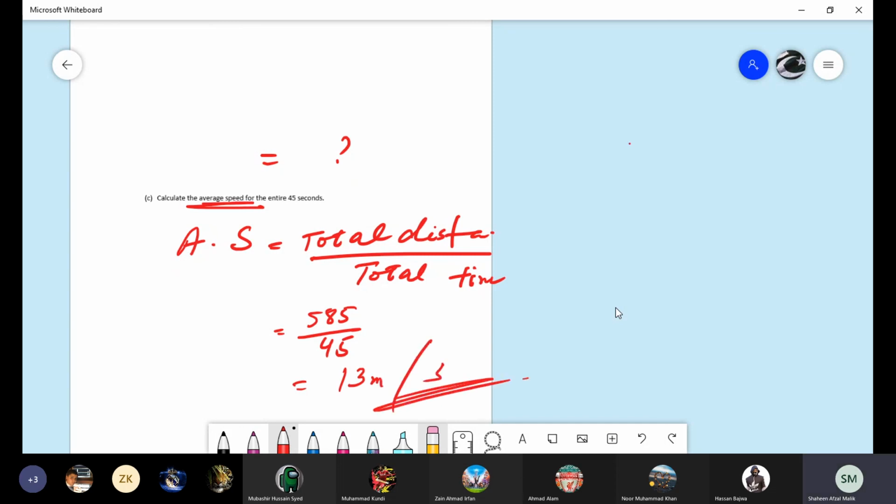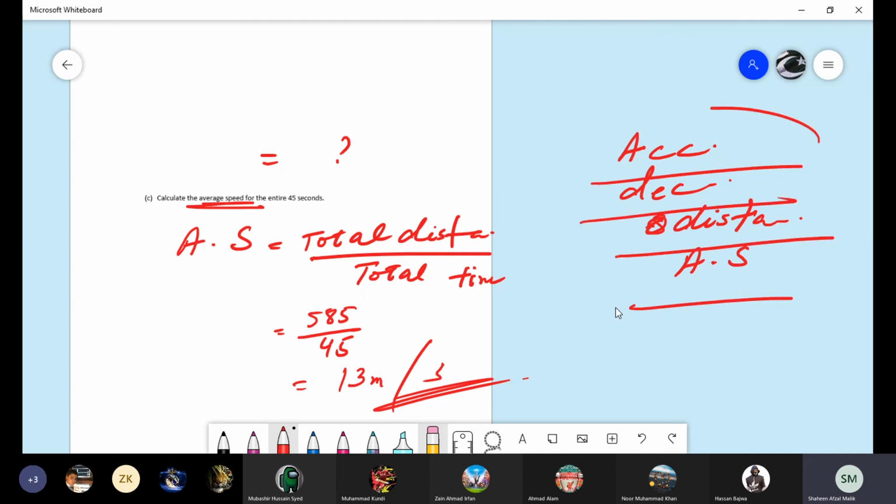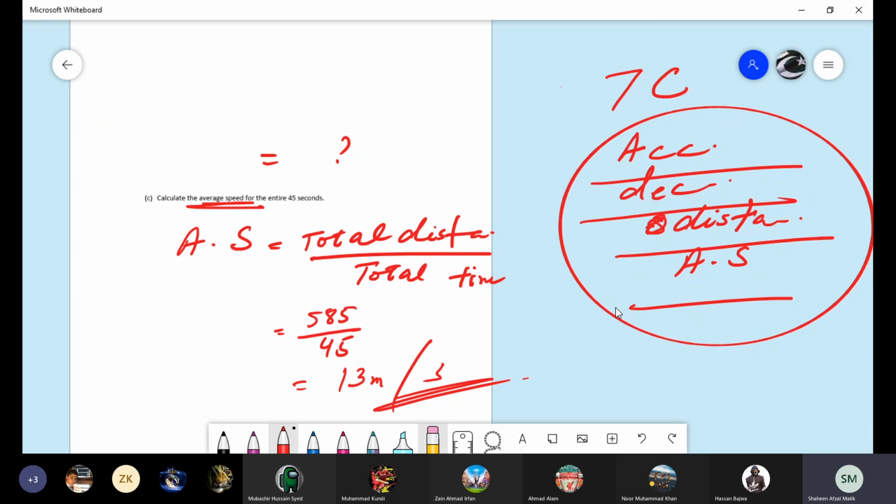So there are three things. We have done acceleration, we have done deceleration, we have found the distance, that is the sum of areas covered under the graph, and then we have done the average speed. These are the four things which are covered in the whole exercise 7C. Four points.